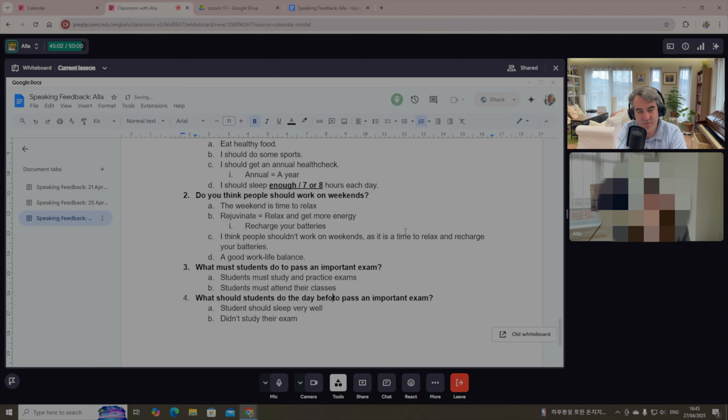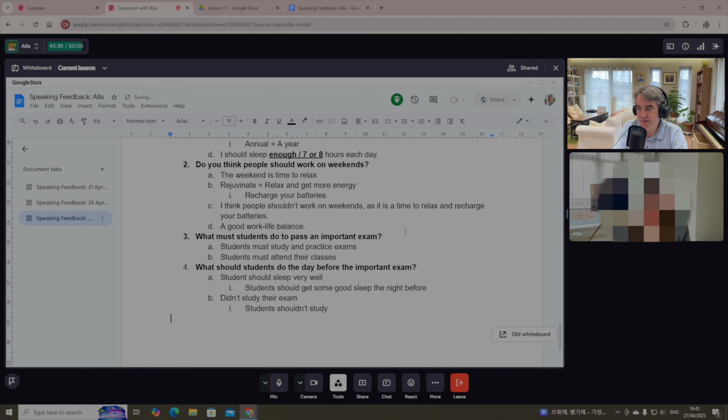The day before the important exam, students should sleep very well. Maybe students should get some good sleep the night before. And didn't study their exam? No, they shouldn't. Shouldn't study. Okay, all right.